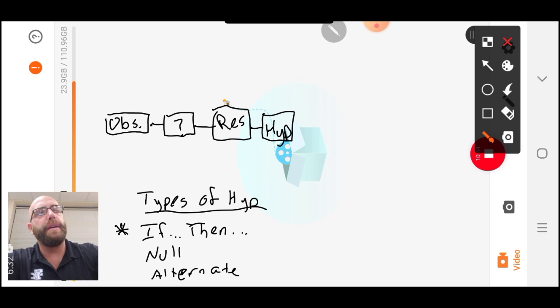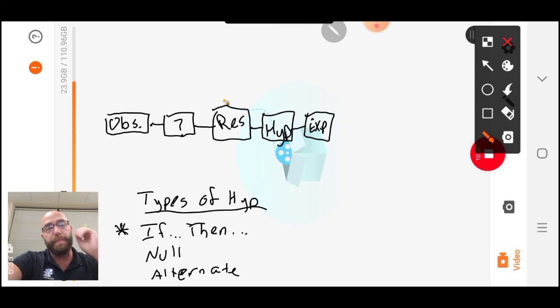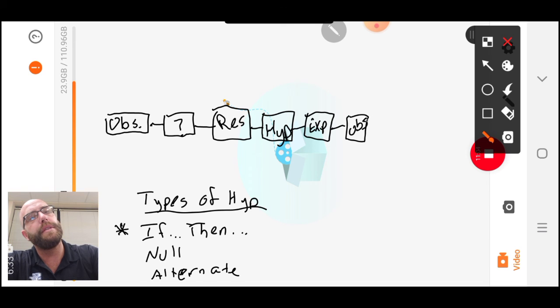So after we do our hypothesis, we're going to experiment or test. I'll take either word for my class. We're going to experiment. So we're actually going to do the research. We're going to do the experiment, right? And then what? We're going to collect observations, lots and lots of observations. We're going to talk more about observations. I think it's tomorrow, in the next couple of days, we're going to talk about types of observations.